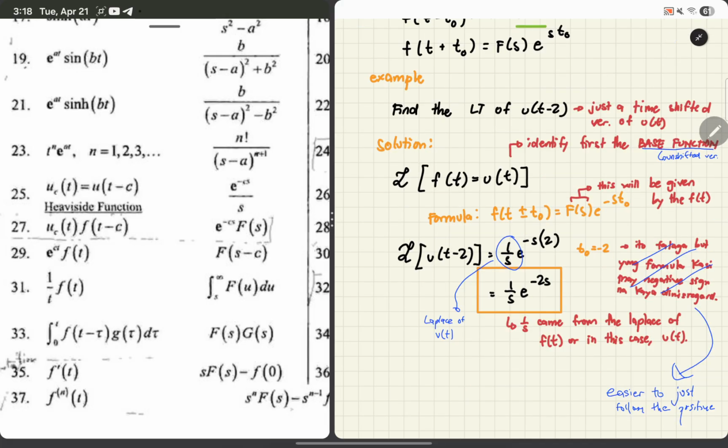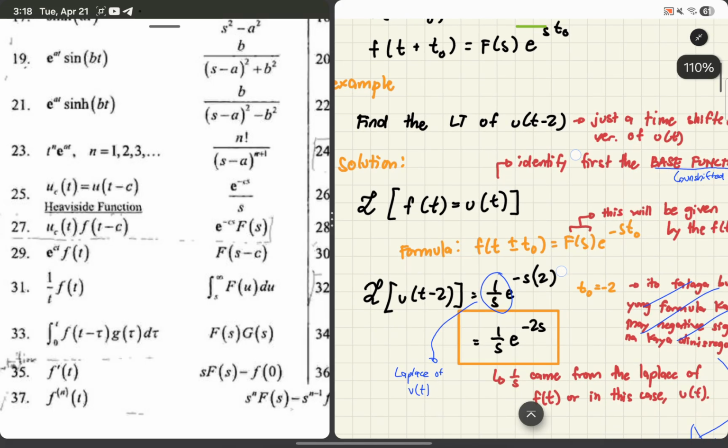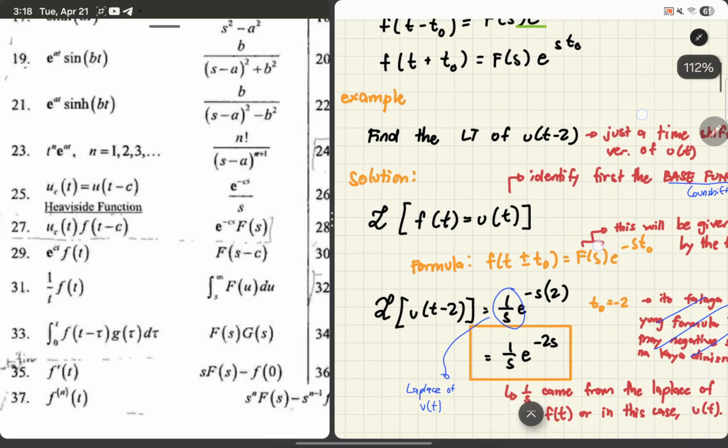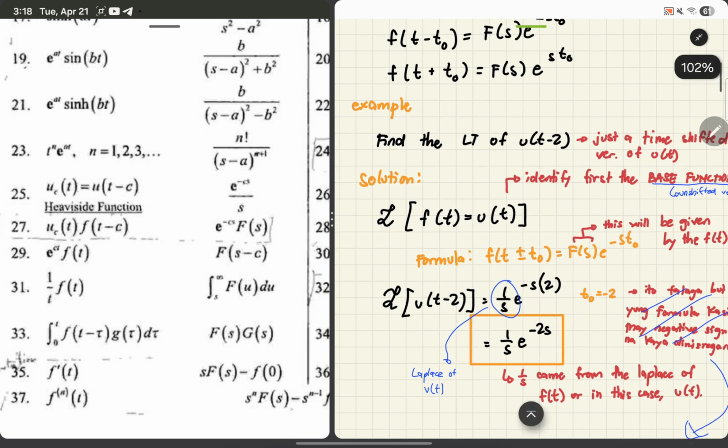So recalling, the first thing that we have to do is to identify the base function, or the unshifted version of our function. So this one, if t0 was removed, what is the base function? That will just become u of t, right? Now, based on our formula, that base function, we should find its Laplace transform.